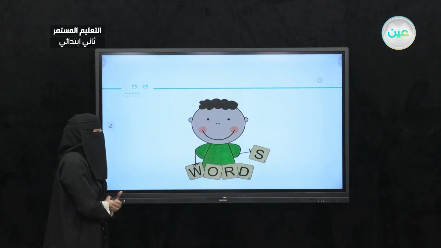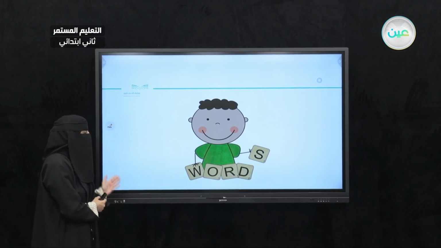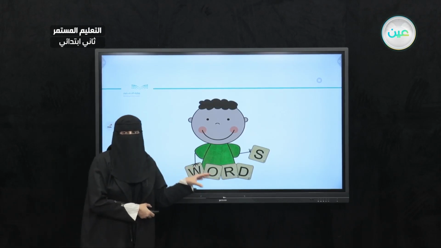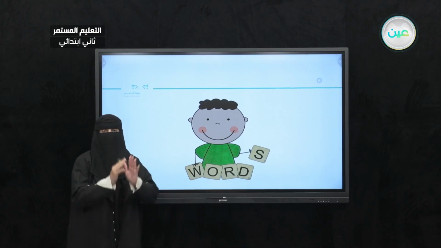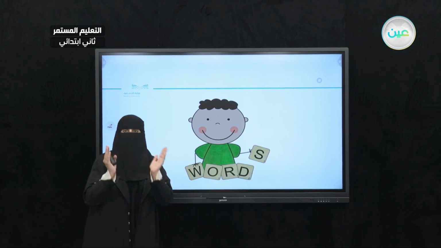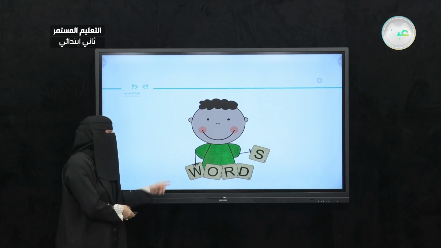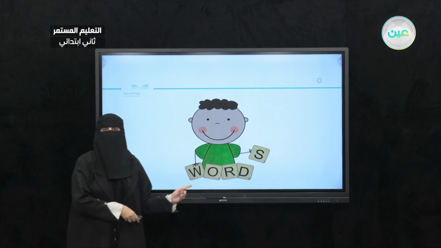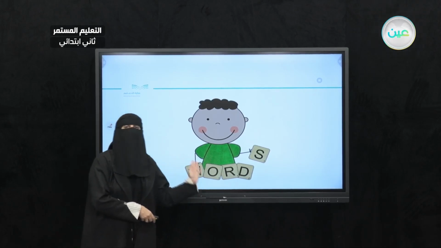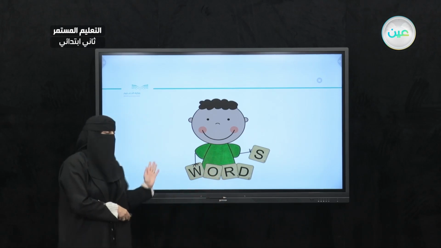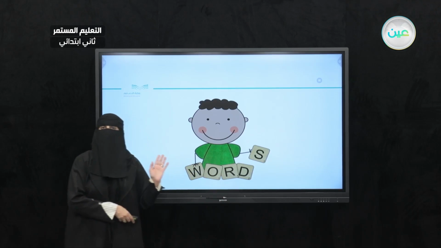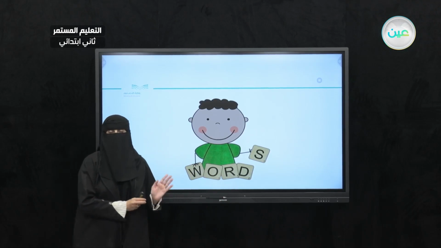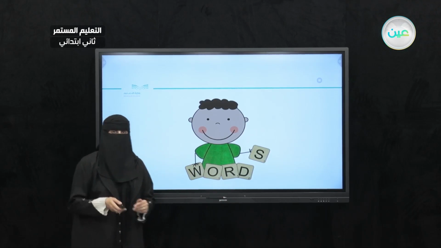Now, let's start with this one. As you can see, the boy here is holding different cards that have different letters. These letters together form a word. Actually, they form words. Here I have W, O, R, D, S. When I put them in this order, I end up with words.